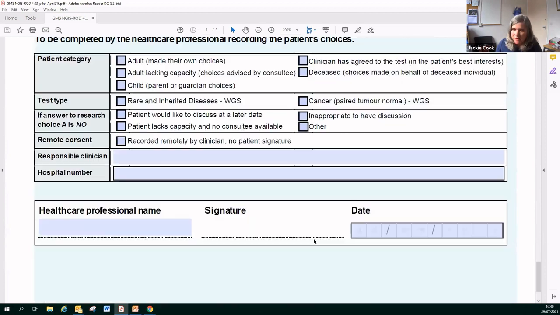And then you sign the form, and generally what we've been doing is just requesting the blood with a normal request form, and then with the WGS request form and the record of discussion, we have been scanning those and sending them to the lab so that they arrive either at the same time or just after the blood sample.